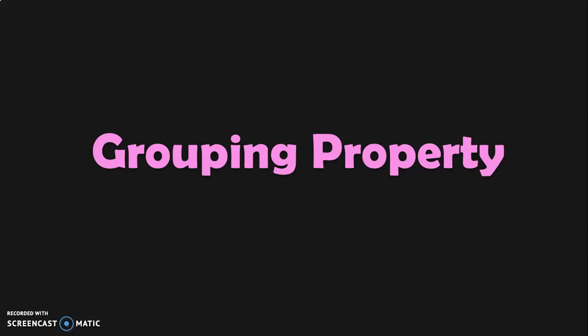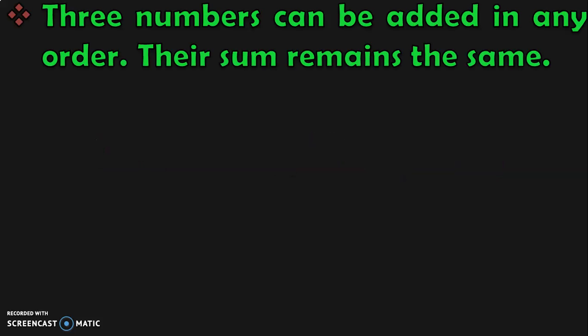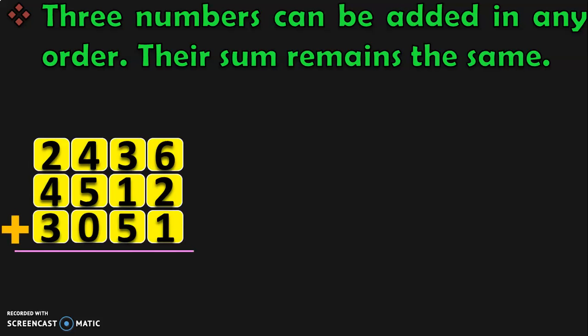Let us learn the next property of addition, the grouping property. Three numbers can be added in any order. Their sum remains the same. Let us understand this property with the help of an example.